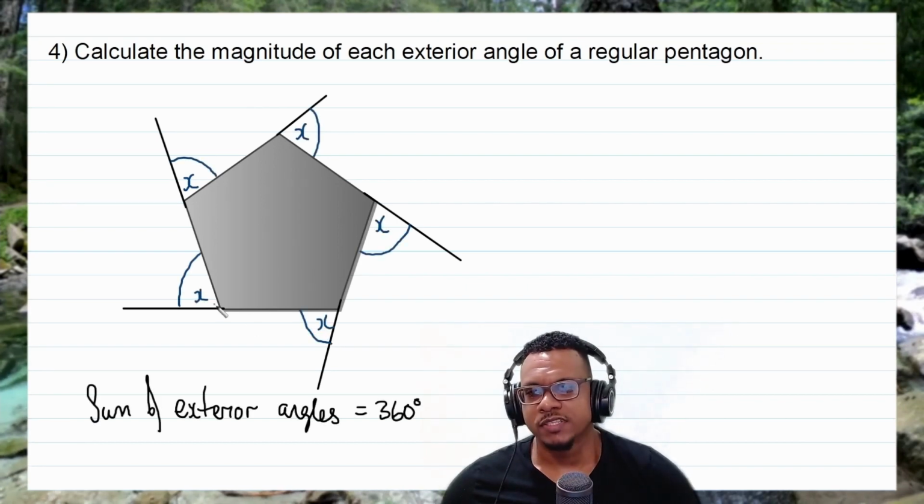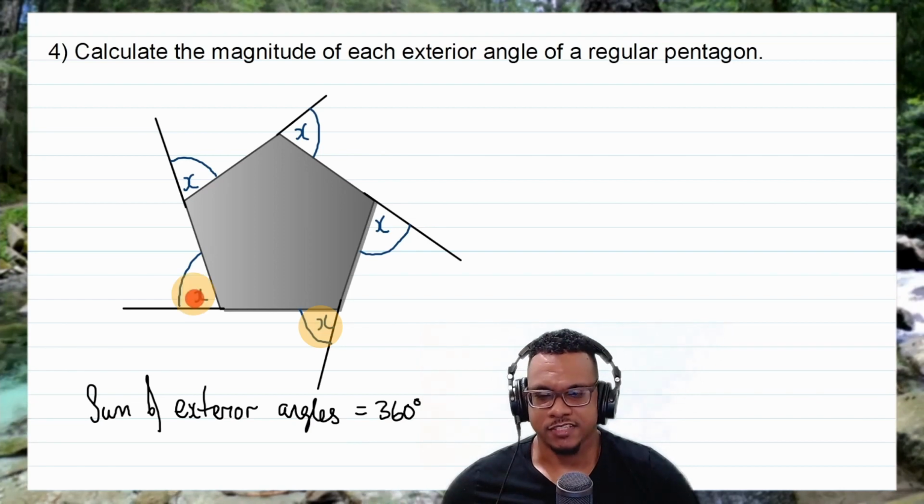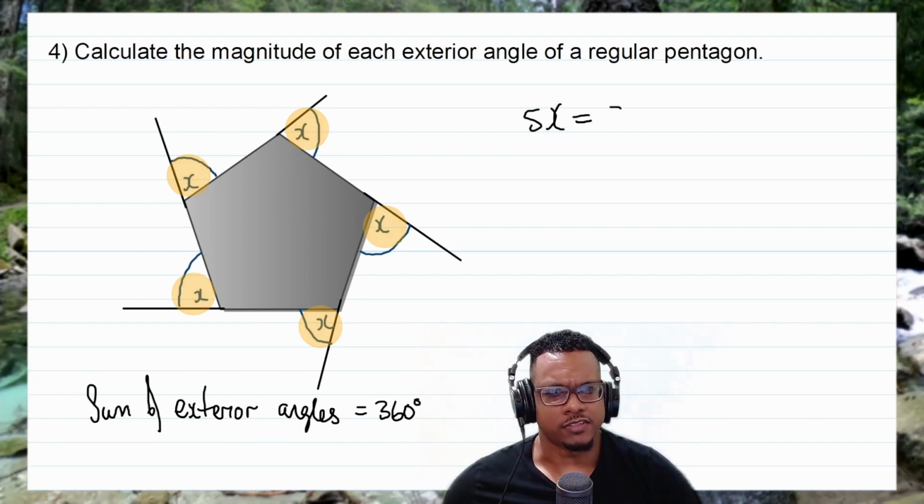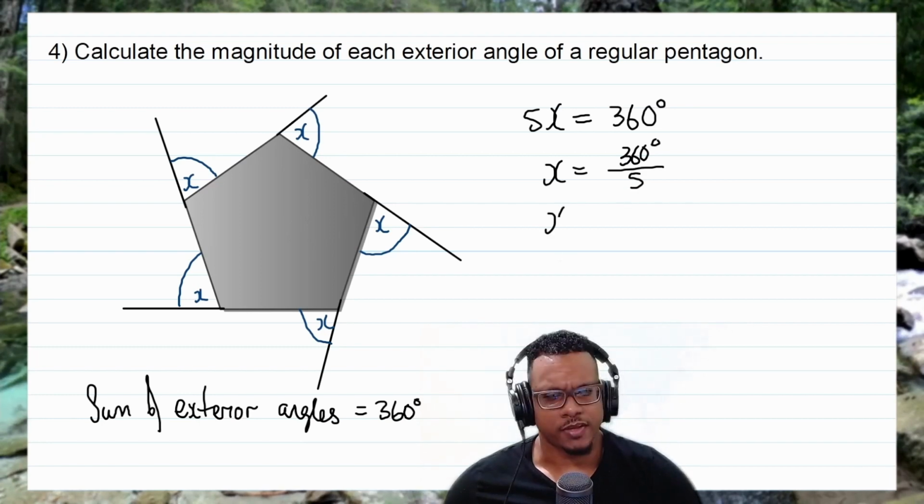So I know that all these x's must add up to be 360 degrees because that's the sum of the exterior angles. So I have x plus x is 2x, plus x is 3x, plus x is 4x, plus x is 5x. So I have 5x is equal to 360 degrees. So x is equal to 360 degrees divided by 5. So x is equal to 72 degrees.